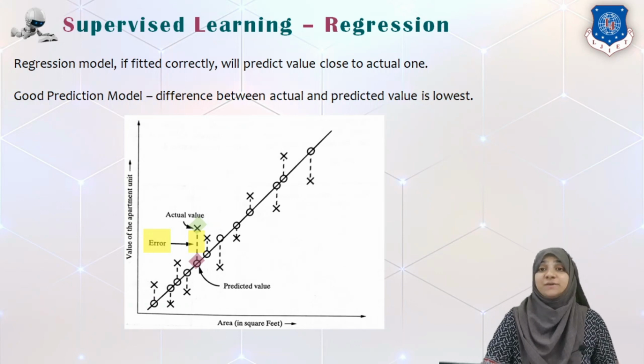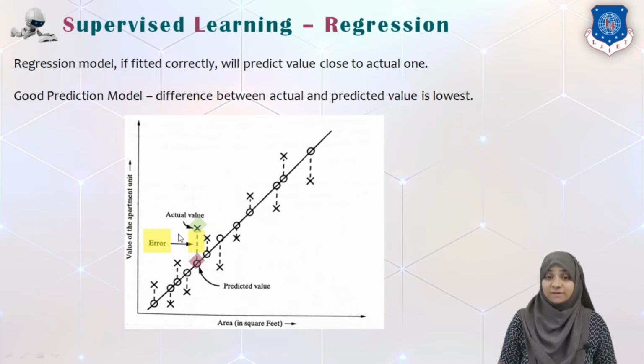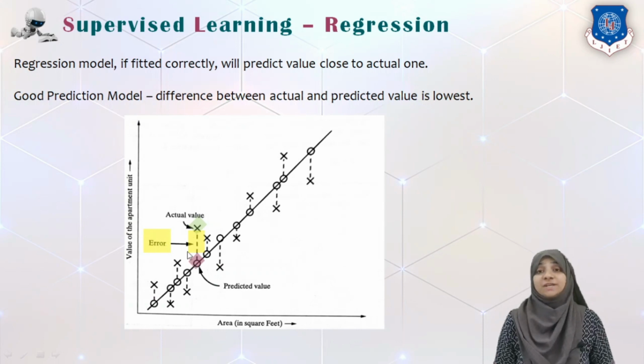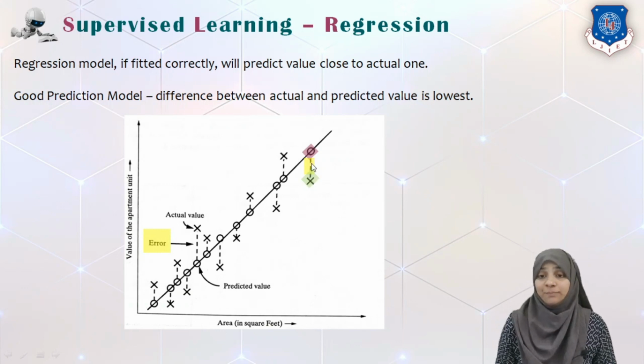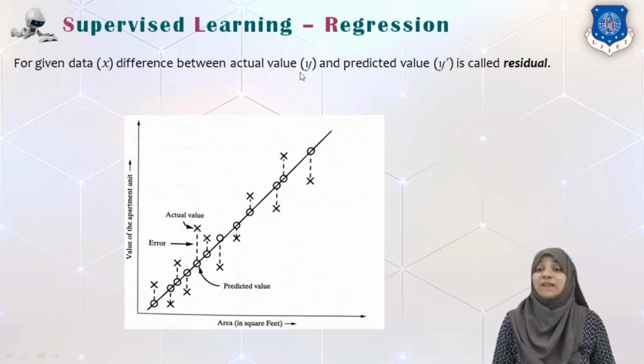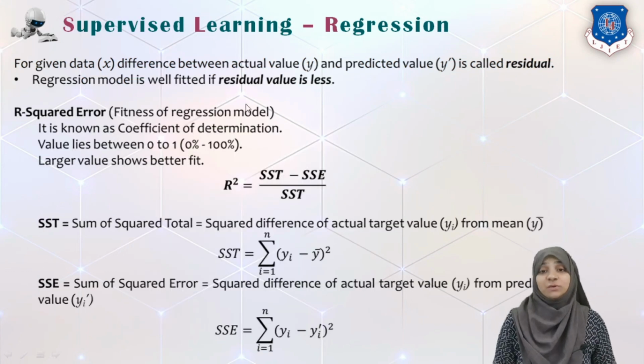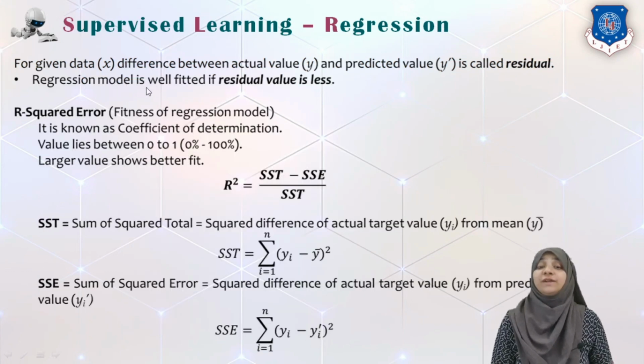Any difference between actual value and predicted value is an error in prediction. As you can see here, the actual value is greater than the predicted value, so the error between actual and prediction will be positive. But in some cases, the actual value is lesser than the predicted value, so the difference or error will be negative. The difference between actual value y and predicted value y dash is called the residual. Now this residual must be very small for a good regression model.